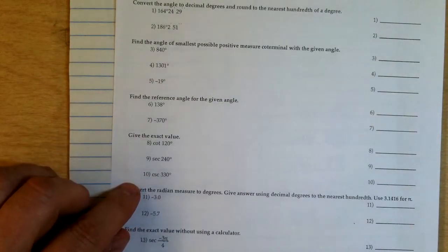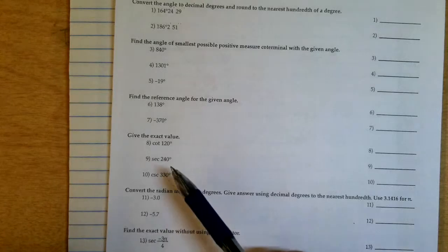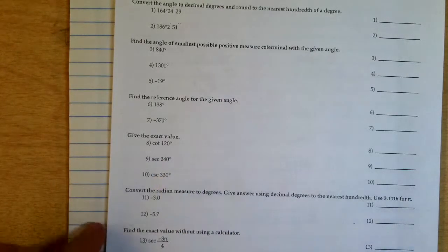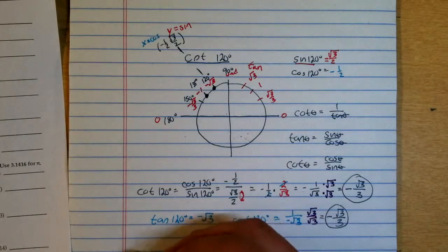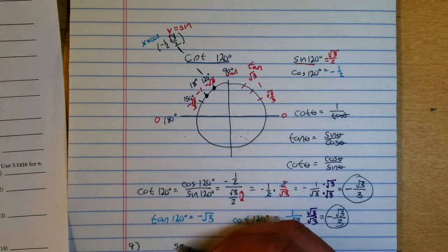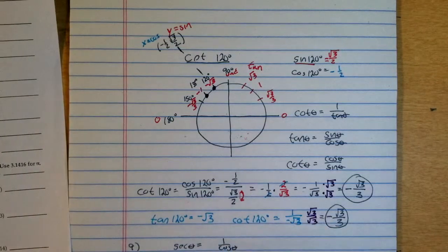So we're going to answer number 9 and 10 the same way. It just means that you have to know the unit circle. But I also have to know something about secant and cosecant. I have to know for number 9 that secant theta is equal to 1 over cosine theta. And for number 10, I need to know that cosecant theta is equal to 1 over sine theta.